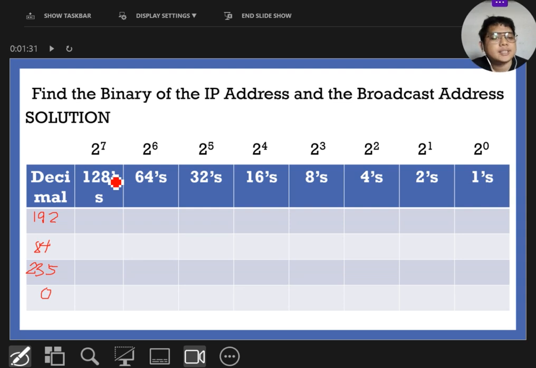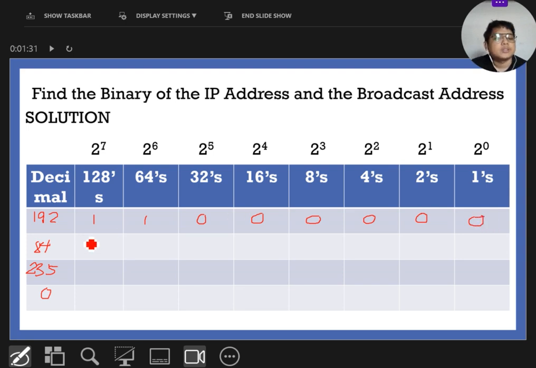We just ask how many 128s are there in 192, then subtract. How many 128s are there in 192? Obviously, there is only one. So 192 minus 128, our remaining decimal is 64. How many 64s are there in 64? Only one. So 64 minus 64 is equal to 0. Then automatically the remaining values become 0, as there are no remaining decimals to be subtracted.